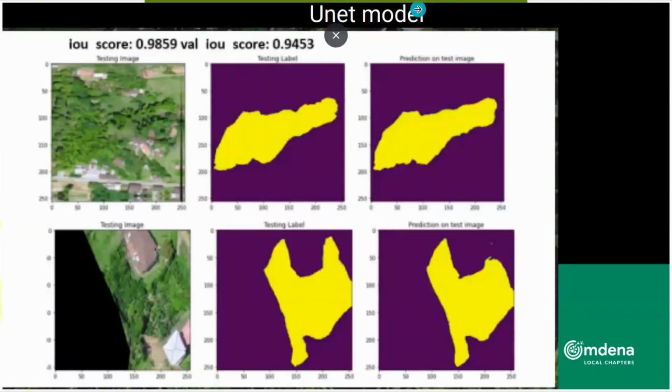Also, we have used UNet model. As you can see, we have the training level, the prediction level, and the model metrics.